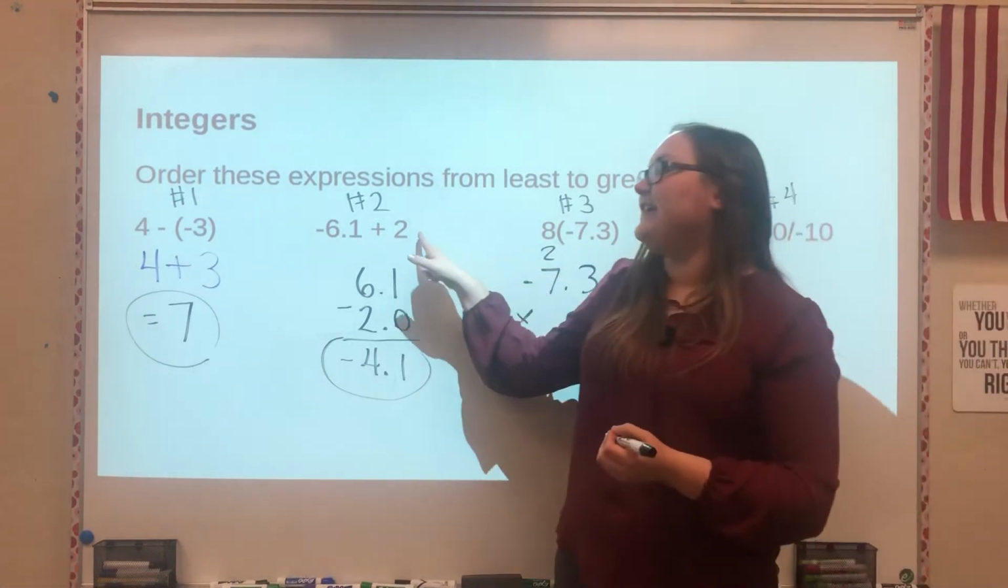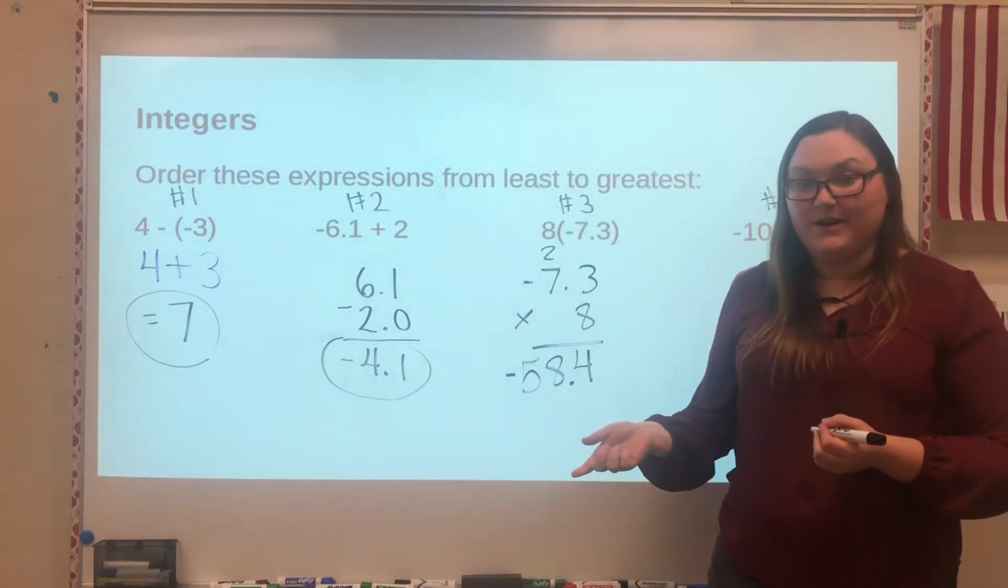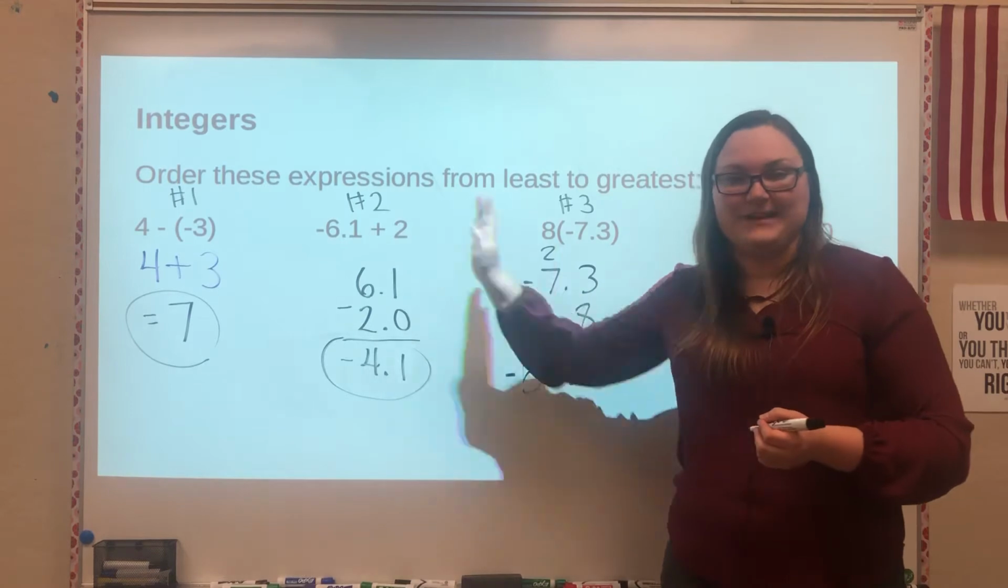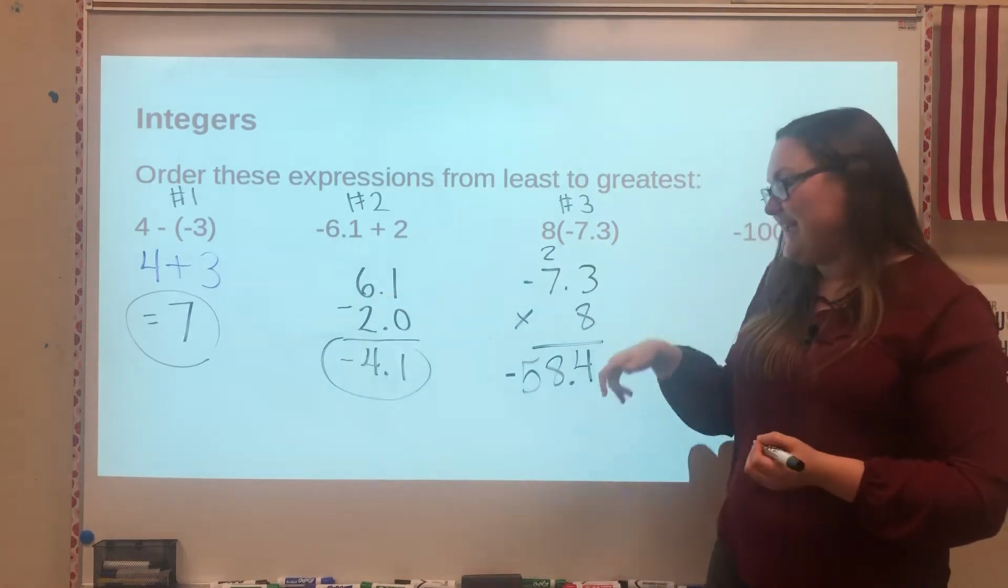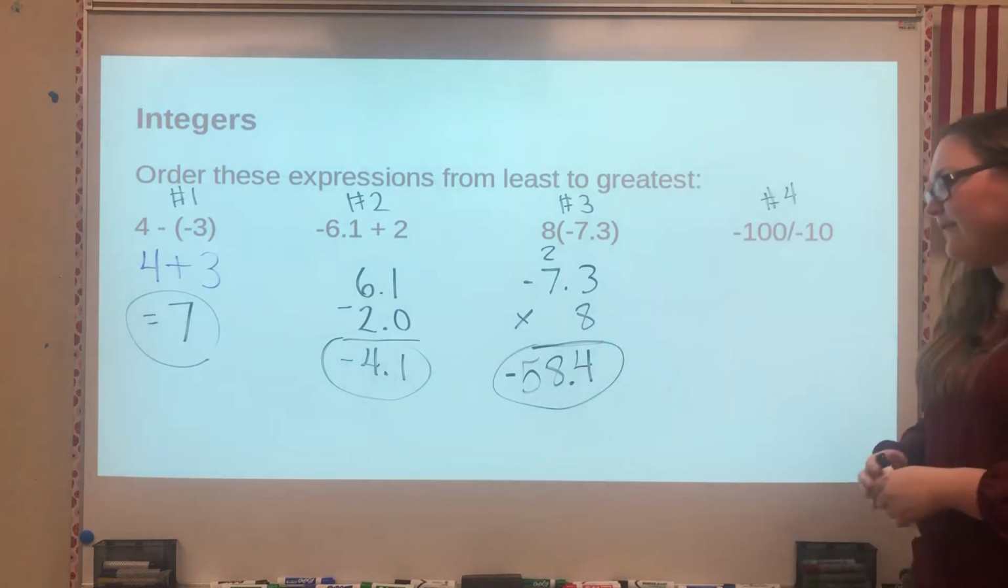It is only for adding and subtracting problems where you're looking at the sign of the bigger number. That's an important difference between adding and subtracting and multiplying and dividing. So for this one, we get negative 58.4.